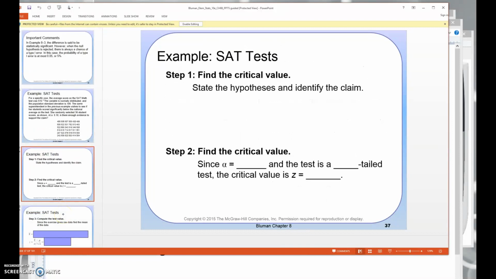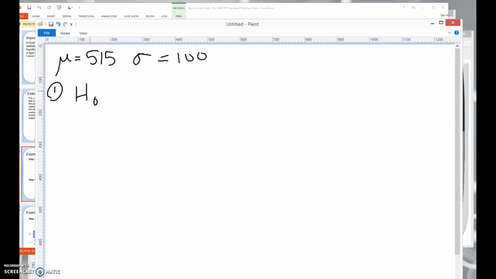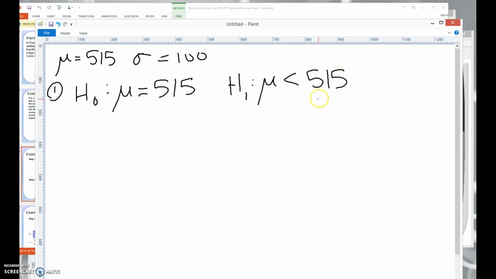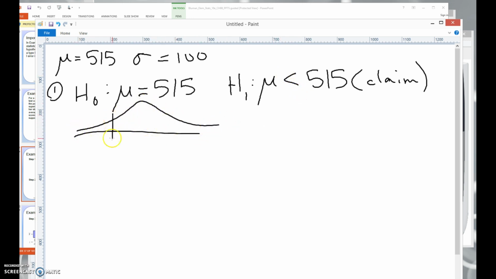Okay. Now, we need to first identify the hypotheses and state the claim. Since the superintendent is wanting to look at that population mean, our null becomes what that population mean was. Now our alternative hypothesis becomes what she said she wanted it less than. She wanted to see if the mean was less than that, so we're going to use less than 515. Because she was trying to prove that claim, we're going to call that the claim. Also make a note of the fact that this is a less than. So when we're looking at our graph here, we're looking at a less than situation. We're looking at a left-tailed test.